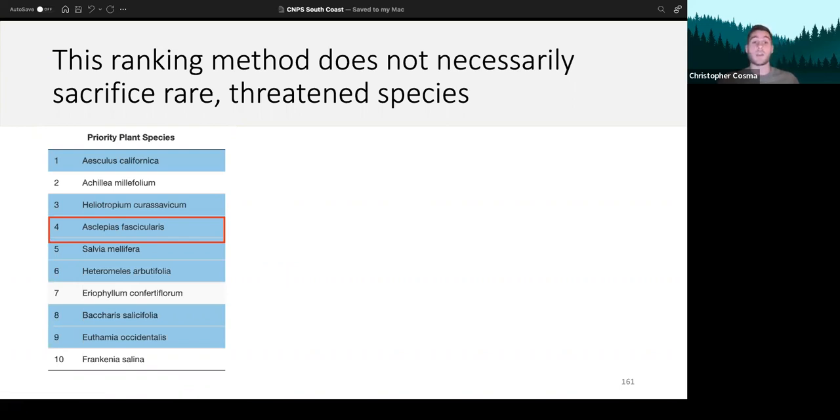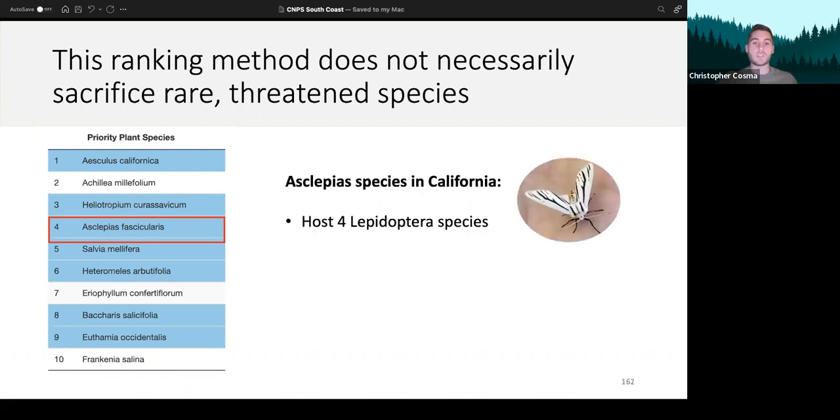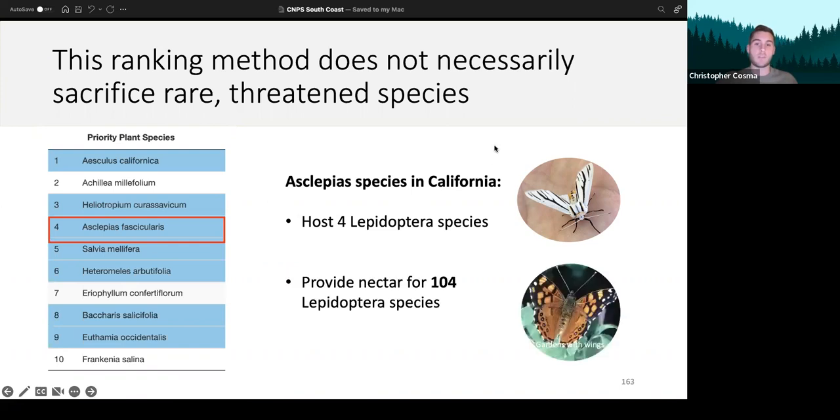And although we know them as the monarch plant, milkweeds in fact are a host for four other Lepidoptera species, including one of my favorites, the Cleo tiger moth here. And they're also a nectar source for 104 Lepidoptera species in California. And so when you use this app, you may notice that our Asclepias species here are often at the top of these ranked lists, so often in those top 10 plant species, because they're providing all of these resources, not just for our monarch butterfly, but for hundreds of other Lepidoptera species across the state, particularly as a nectar plant.